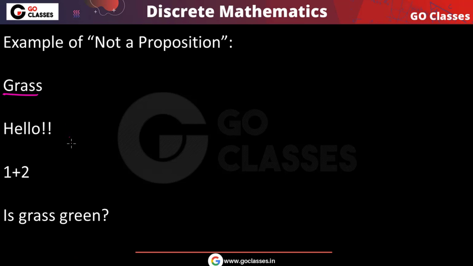Now, what is not a proposition? For example, grass. This is not a proposition because it is not a declarative sentence. We are just saying grass, so this does not declare any fact. Similarly, hello does not declare any fact. This is just a greeting word, so this is also not a proposition. 1 plus 2 is not a proposition because it does not declare any fact. Similarly, is grass green? This is a question. This is not a proposition. So these are not propositions.